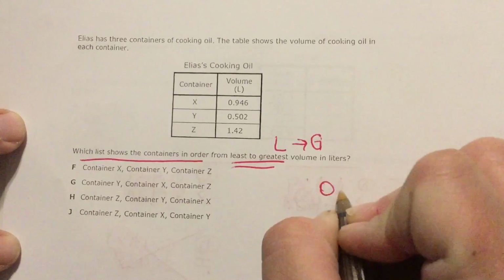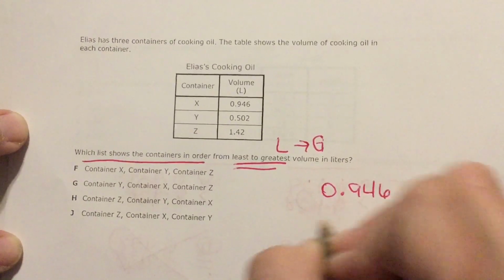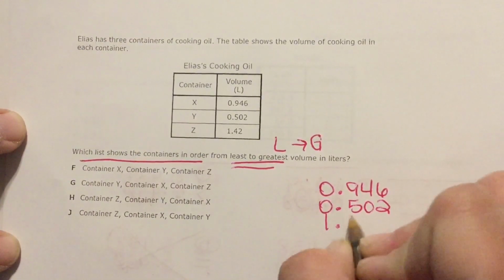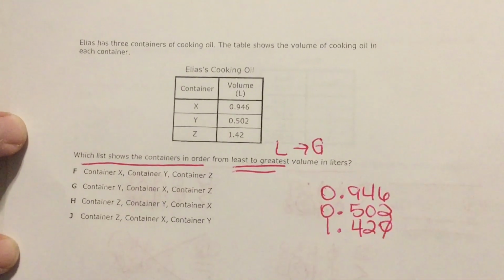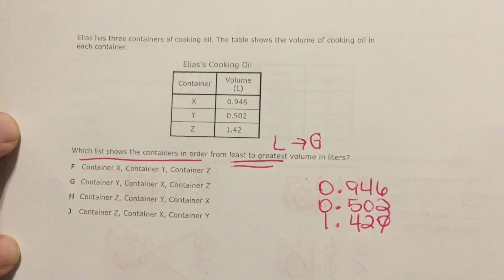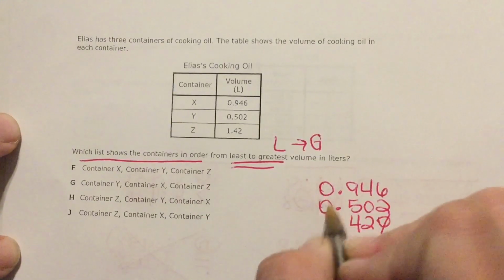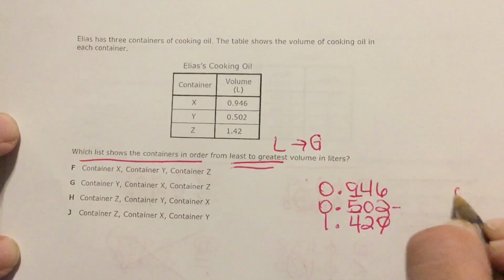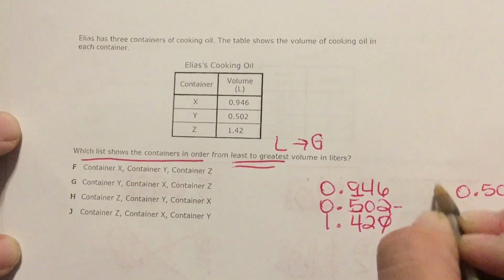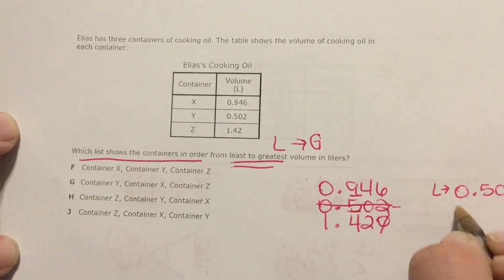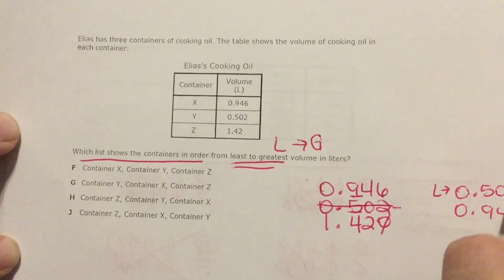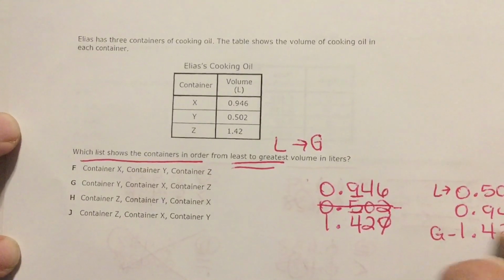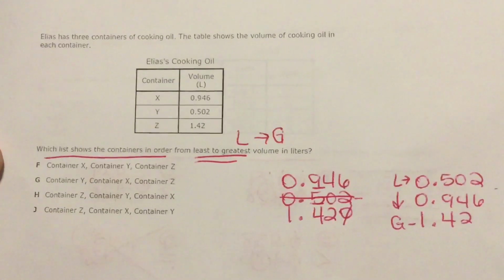All right, so you should have said 0.946, 0.502, 1.42, fill in the hole with a 0. You should have all this work on your paper. All right, we're going least to greatest. So we're looking at the zeros first, and then 9 and 5. 5 is going to be first. 0.502 is least, which means 0.946 is second. And then the greatest is going to be 1.42. So we just put them in order from least to greatest.